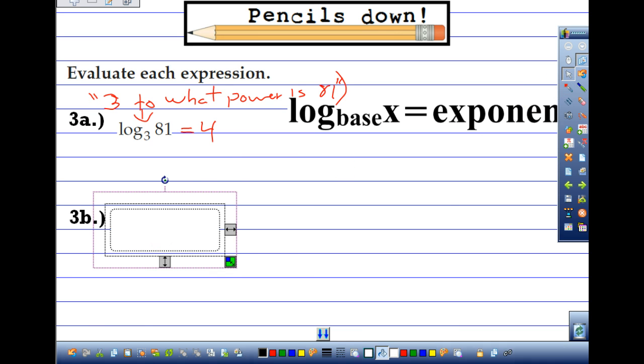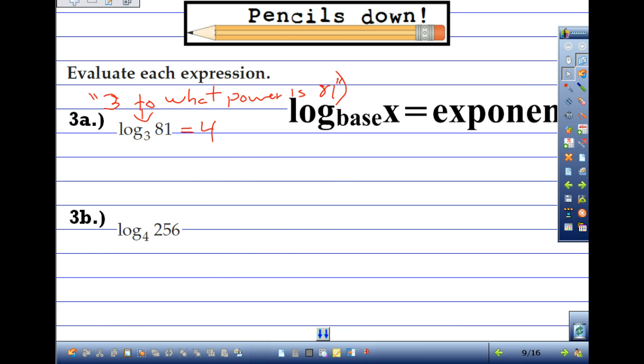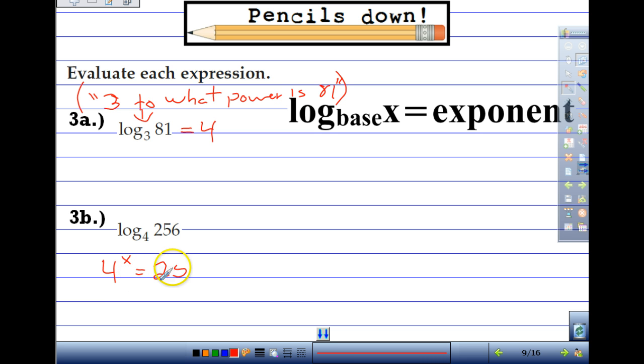What's that? Let's try another one. So try this. So what does this mean? If you had to say it out loud, what does this mean? Yeah. 4 to what power is 256? So the question is, 4 to what power equals 256?